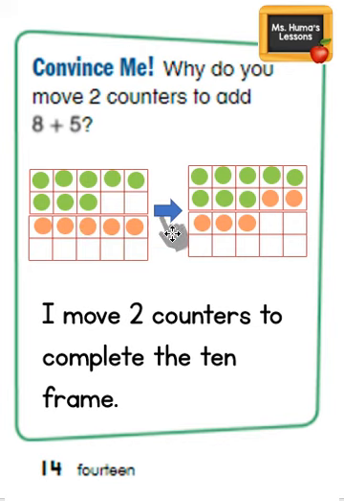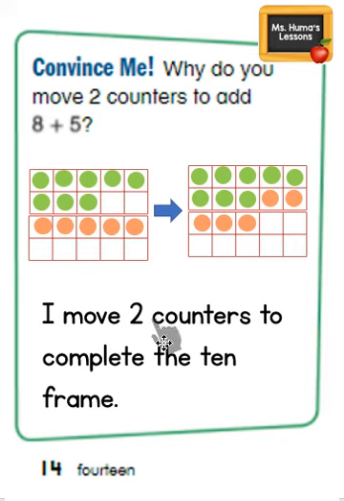And how do we usually solve it? We take the last counters and shift them to the upper 10 frame. And why do we do that? This is what they're asking. Why are we moving these two counters? We have 8 here and 5 here. But why exactly do we move these two counters to the upper 10 frame?